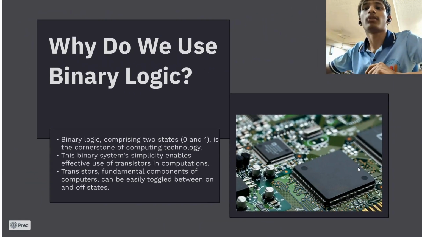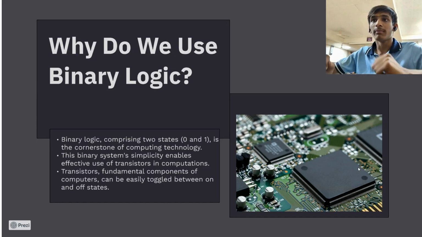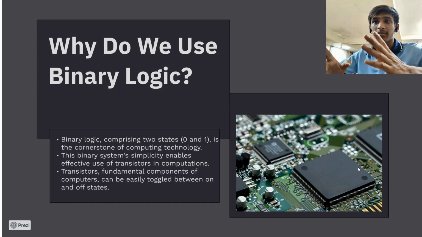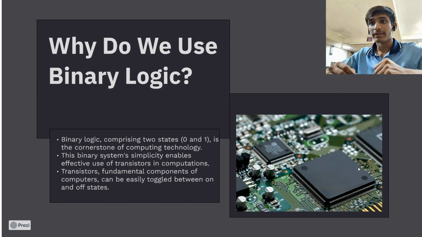Why do we use binary logic? Binary logic comprises two states, 0 and 1. This is the cornerstone of computing technology. This binary system's simplicity enables effective use of transistors in computation. Transistors, fundamental components of computers, can be easily toggled between on and off states.